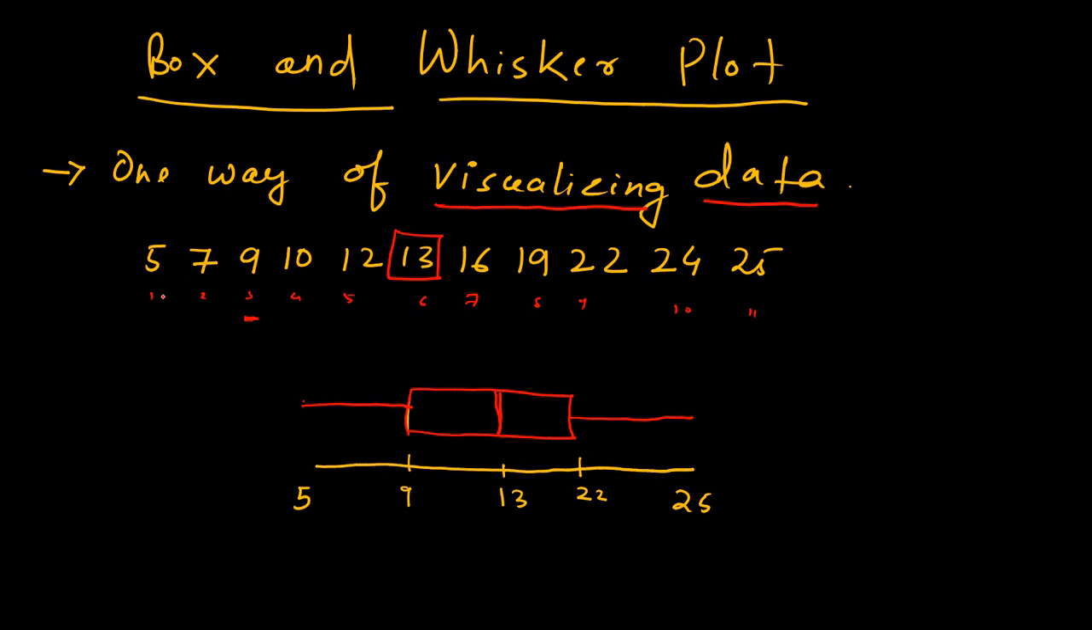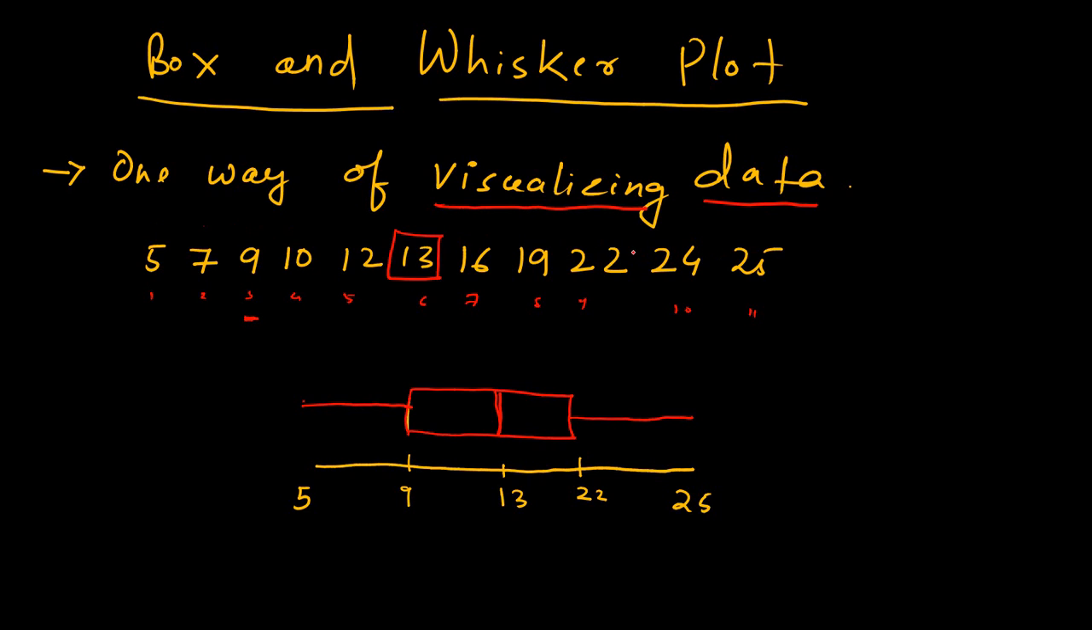Well, the first thing you need to do is sort your data, or keep your data in ascending order. So here is a data series. It starts with 5, 7, 9, 10, 12, 13, 16, 19, 22, 24 and 25. So it's already in ascending order. All right. So once we have this data in ascending order, let's just take a count. The number 5 is the first number, and it's second, third, fourth, 5, 6, 7, 8, 9, 10, 11. So there are 11 numbers in total.